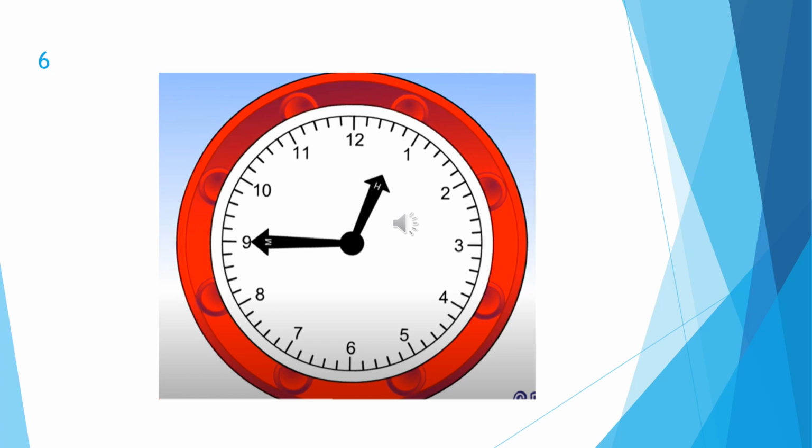Let's look at the time. The hour hand is just past the 12, so we know it's 12 something. Our minute hand has moved a quarter of the way around the clock. We say it's 12:15.